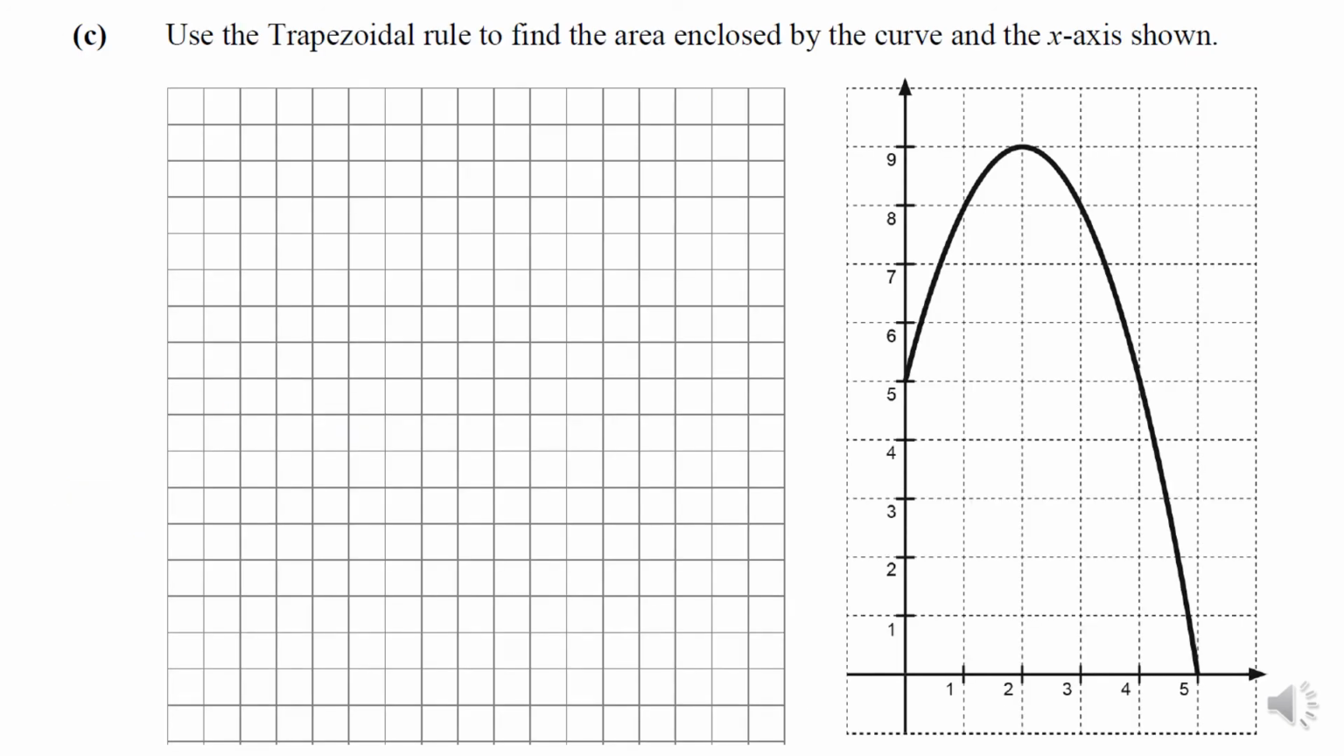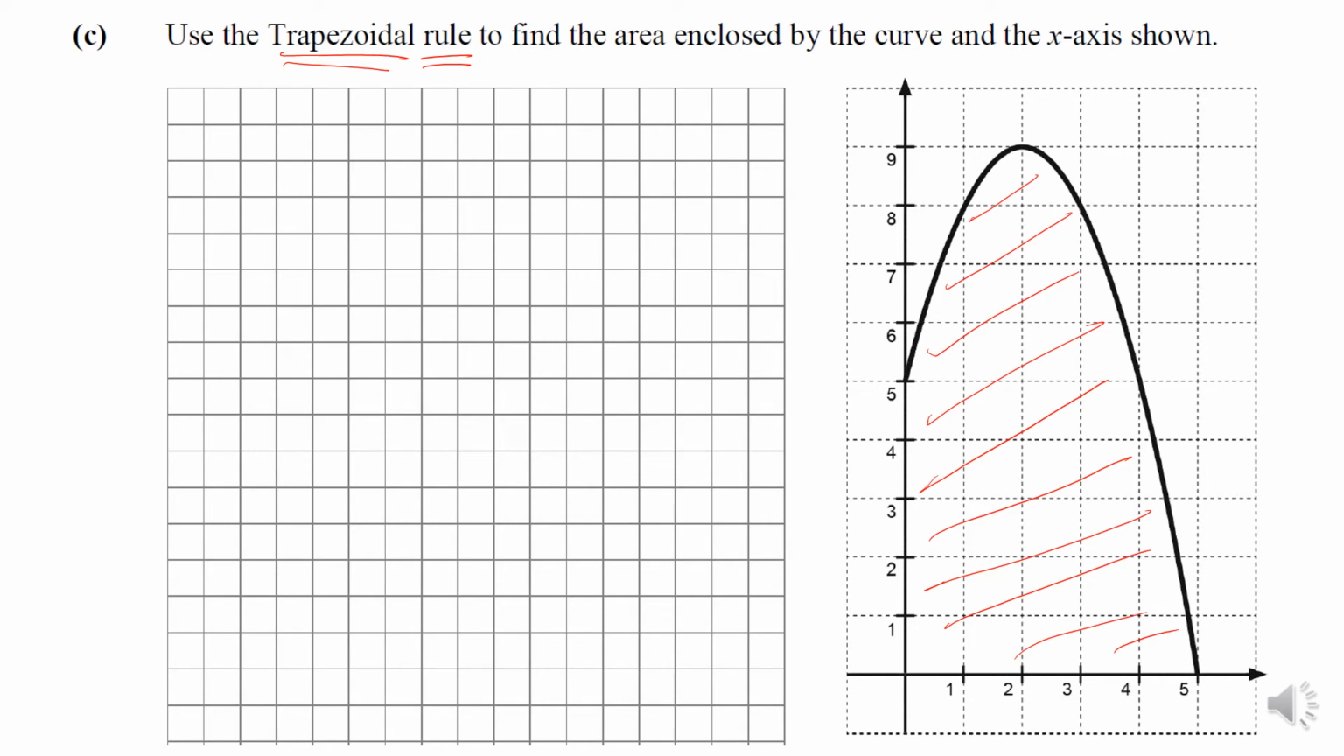Now part C of this question is asking you to use the trapezoidal rule to find the area enclosed by the curve and the x-axis as shown. So firstly, trapezoidal rule. Again, that's another formula job. It's in your formula tables. We'll find that in a second. And the area enclosed by the curve and the x-axis as shown. So we're looking for this area here.